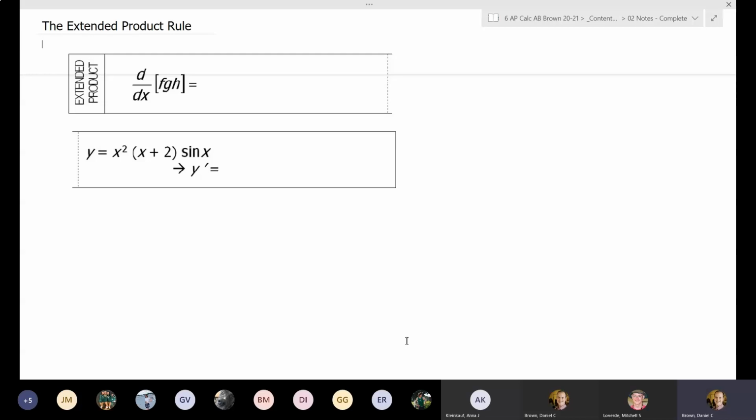So if I have f times g times h, all of those have an x in it, the way to find the derivative is you take the derivative of one piece, plus take the derivative of another piece, plus take the derivative of the third piece. So we would end up having 3 terms all added together. And notice I take the derivative of only one part at a time.